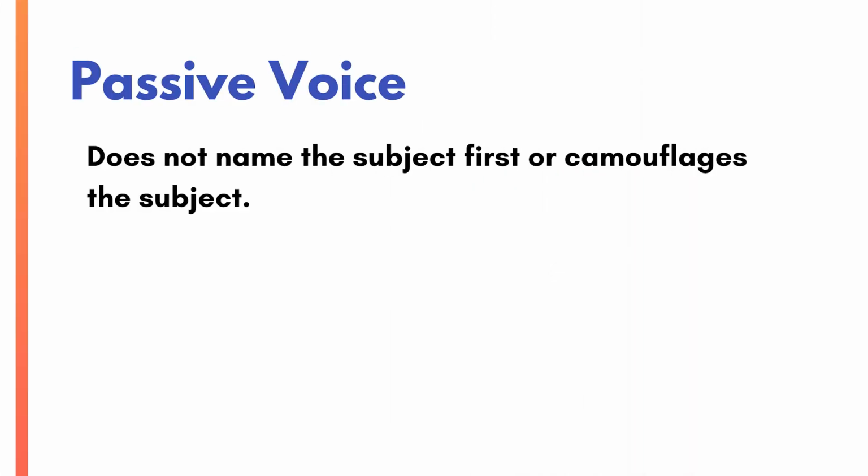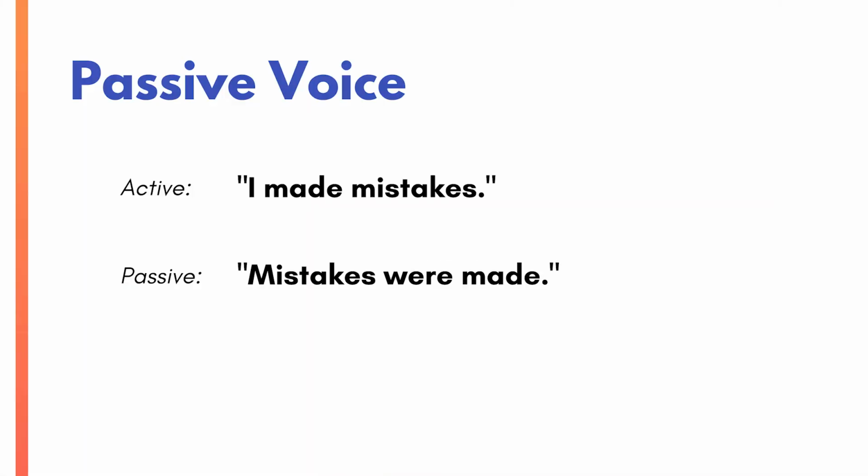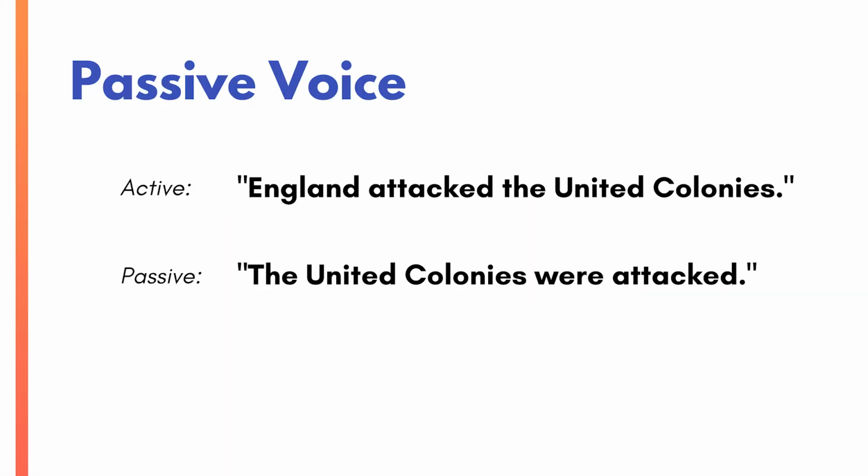Sentences worded in a passive voice hide or camouflage the actor in the sentence. Passive voice doesn't name the subject, in other words. Instead of the active sentence, he swung the baseball bat, we get a passive version that says, the baseball bat was swung. Instead of an active version, I made mistakes, you get mistakes were made. Instead of England attacked the United Colonies, you'd get the United Colonies were attacked.